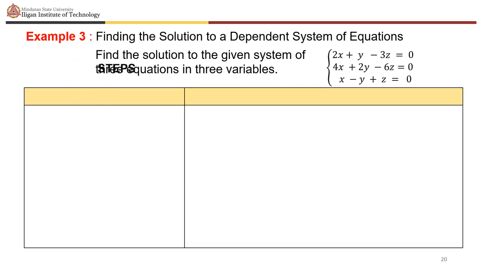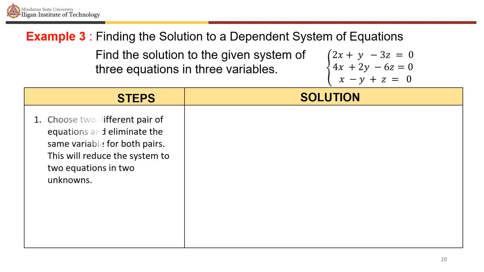Here are the steps and the solution. The first step is to choose two different pairs of equations and eliminate the same variable for both pairs. This will reduce the system to two equations in two unknowns.